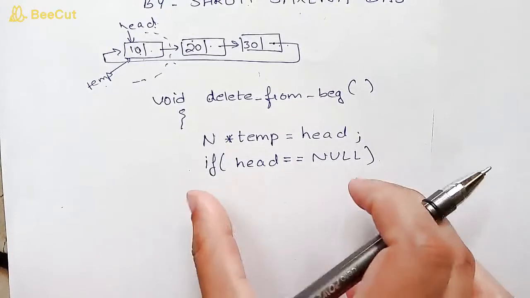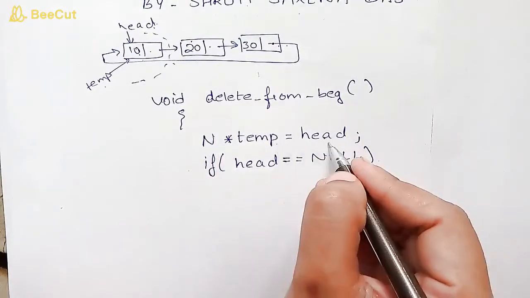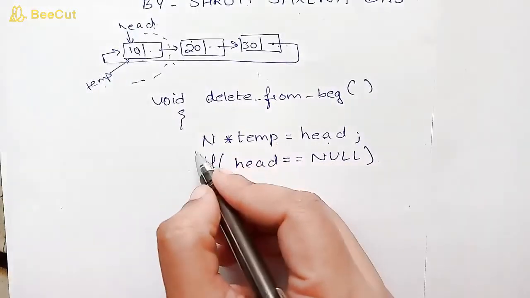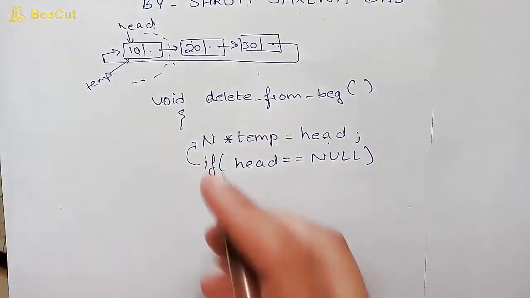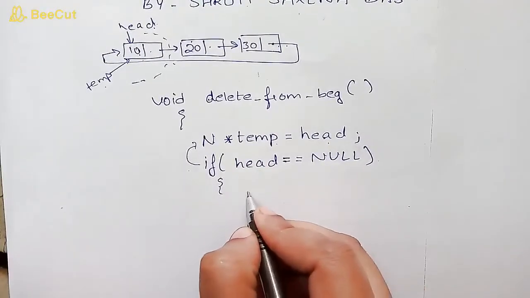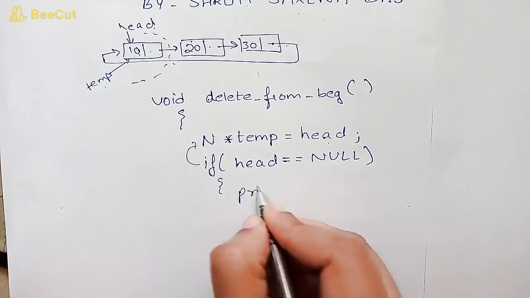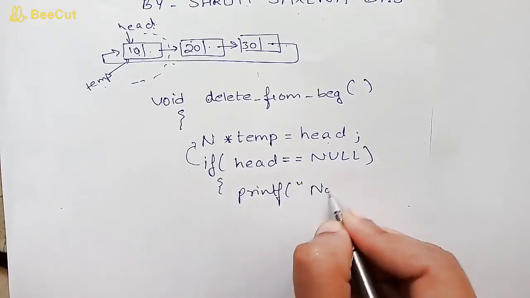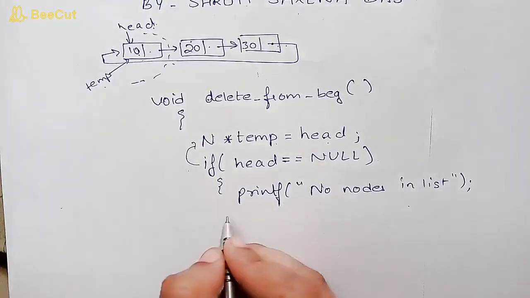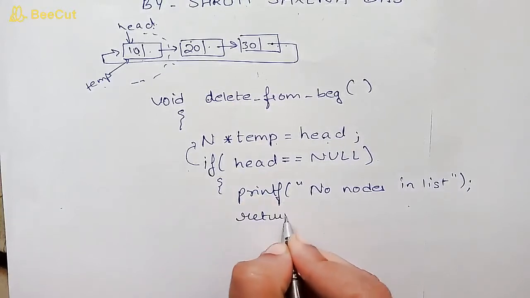You can even check this before taking this pointer, because we are assigning it as head. If head is null, there is no need of taking temp. So before this you can write the full code of if: if head is null, then simply print no nodes in the list. As this is a delete operation, no need to use malloc, only the free function will be used. So I'll write return.